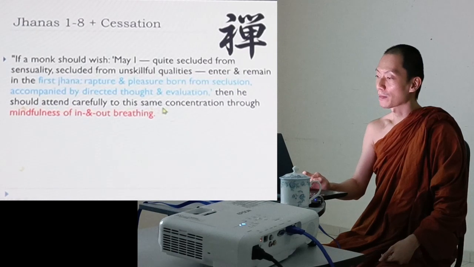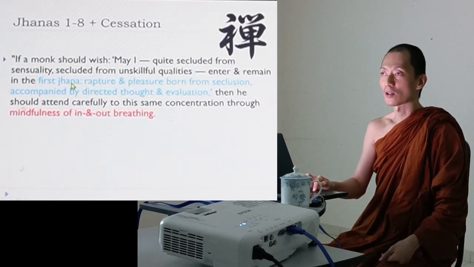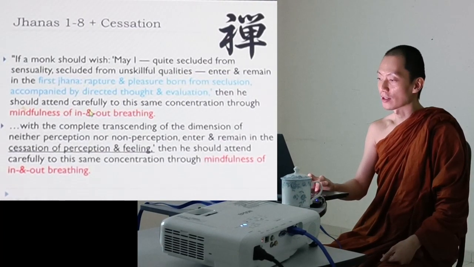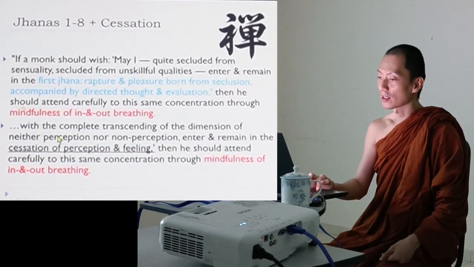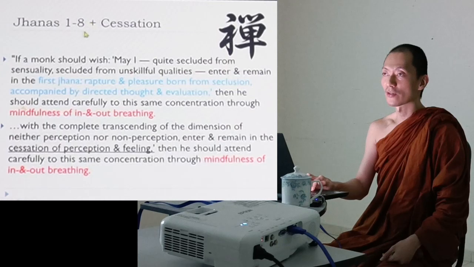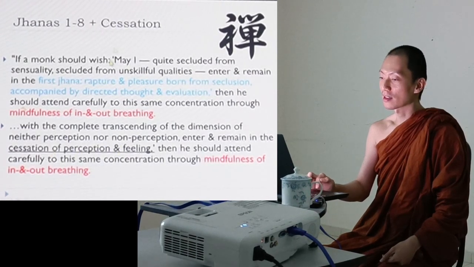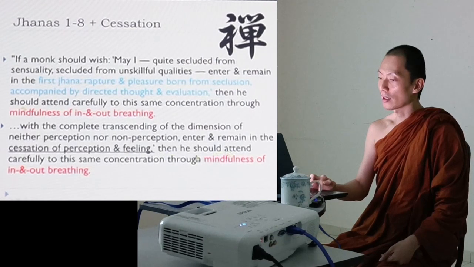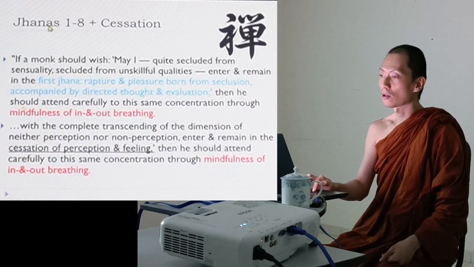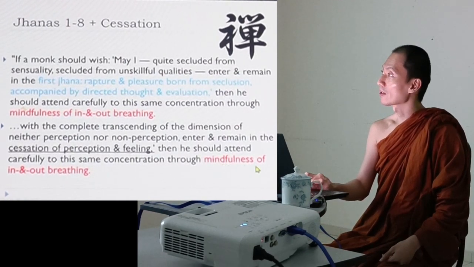Then he should attend carefully to the same concentration through mindfulness of in and out breathing. So mindfulness of breathing can lead to concentration, and so on, all the way to the highest one, the 8th level of concentration: the complete transcendence of the dimension of neither perception nor non-perception. And then eventually enter and remain in the cessation, the cessation of perception and feeling. Then we should attend carefully to this same concentration through mindfulness of in and out breathing. So mindfulness of in and out breathing can enter all the jhanas, first to 8th, and even cessation. It's mentioned here, mindfulness of in and out breathing.